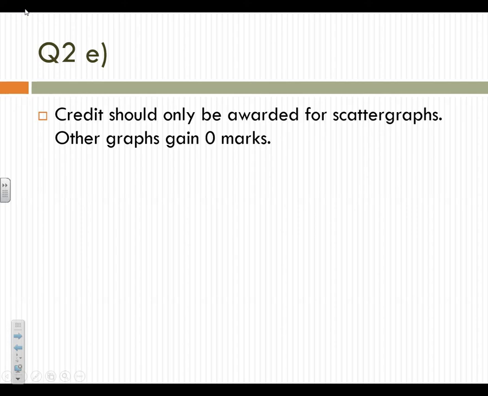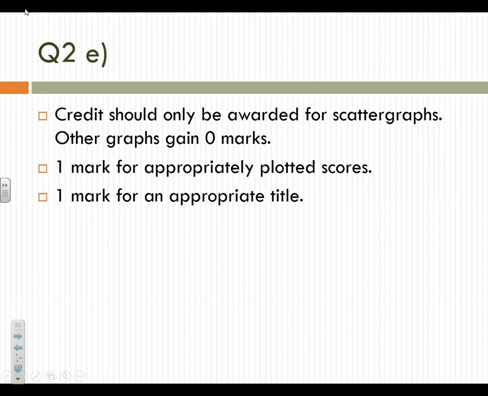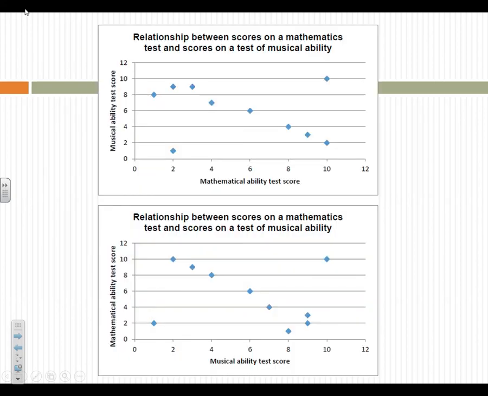Credit can only be awarded for scatter graphs. Any other graph, no marks. So if you've very carefully and painstakingly and lovingly drawn a beautiful bar chart, no marks. It's got to be a scatter graph only. You get 1 mark for appropriately plotted scores, so just have a look and see if the scores look right. 1 mark for an appropriate title, and 1 mark for correctly labelled axes. If one of your axes is incorrectly labelled, you don't get that 1 mark. If you don't have a title, you don't get that 1 mark, and if you haven't plotted them correctly, you don't get that 1 mark either.